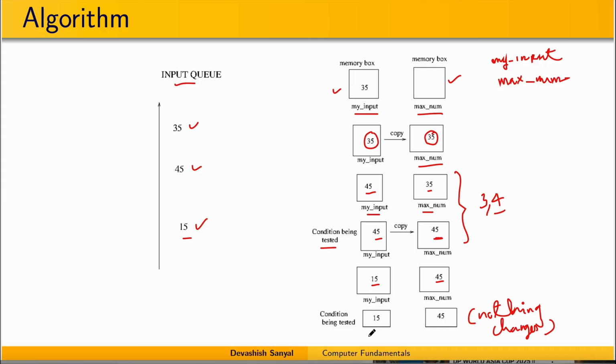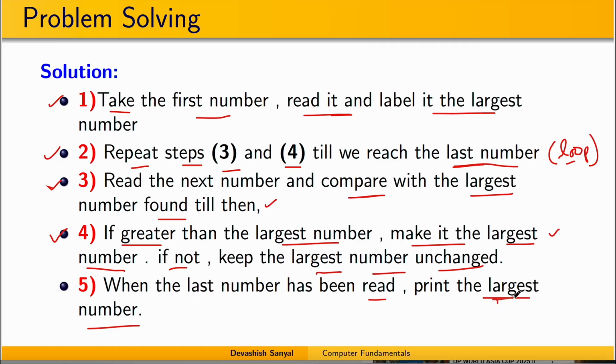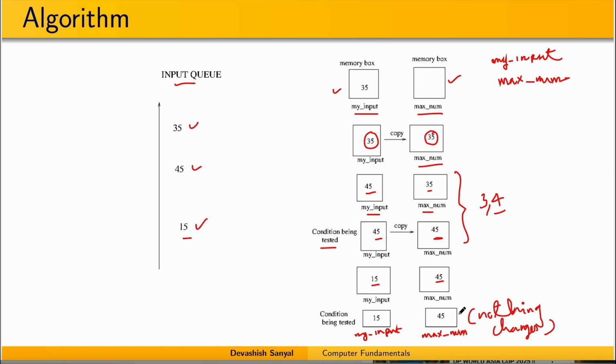So what is this? This is a memory box which we call my input. We have 15, and this is my maximum. We have 45. This is the final state. So 15 and 45 are the final state. And finally, what we are going to print is the largest number. So what we are going to print is 45. We are going to print max now.